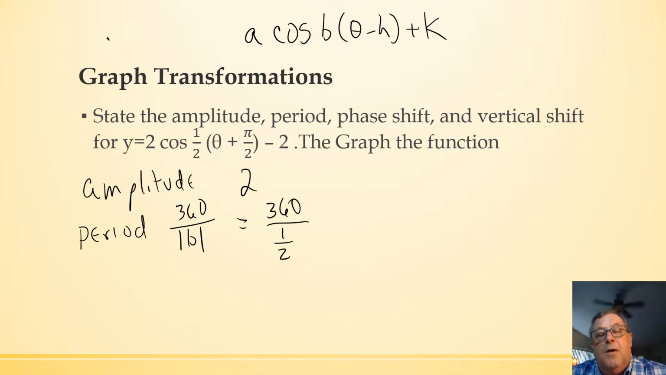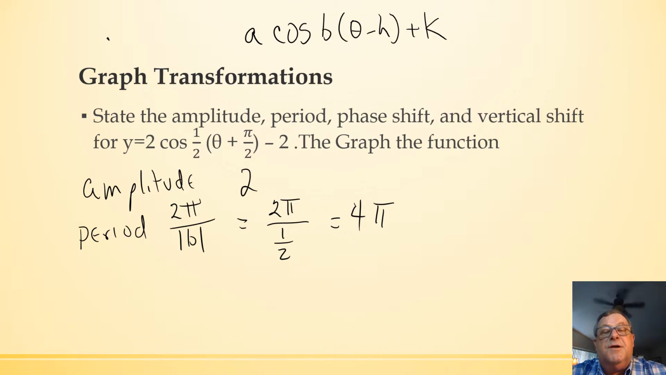And if we divide by 1/2, we're doing this in radians. I should do this in radians, because I got a radian in the phase shift. So period is 2 pi over the absolute value of b. And then we got 2 pi over 1/2. And if I'm going to divide by 1/2, that's the same as multiplying by 2. So my period is 4 pi.